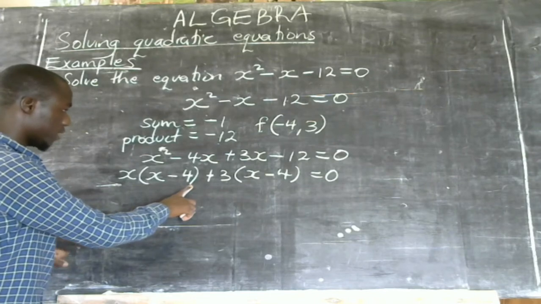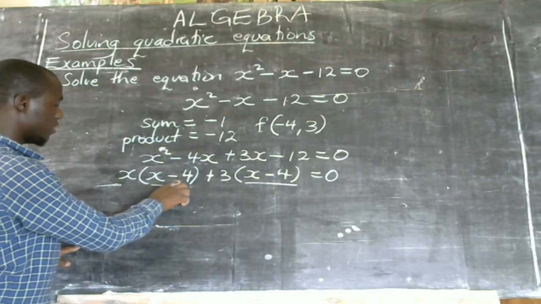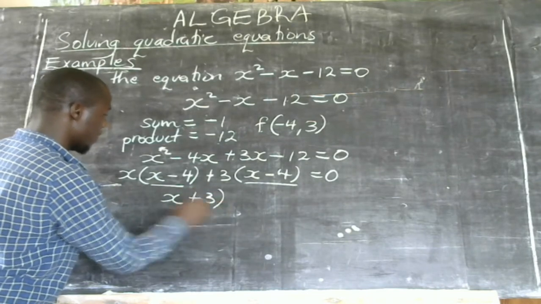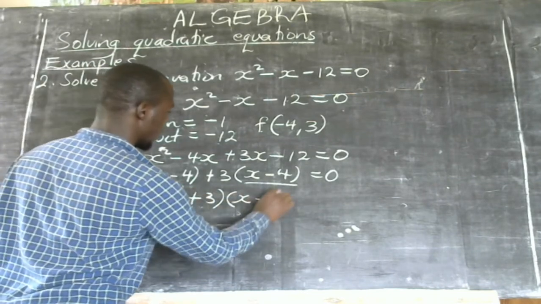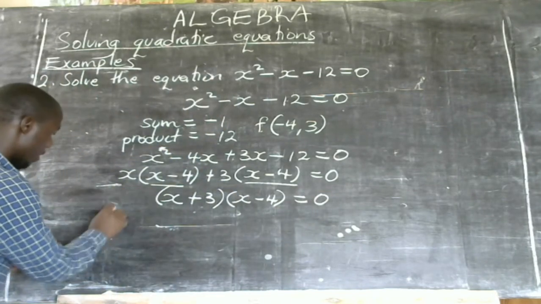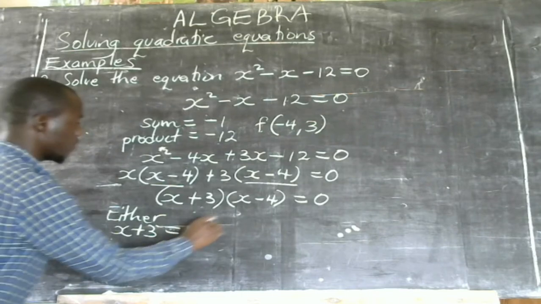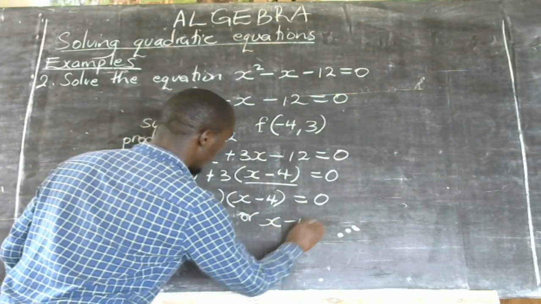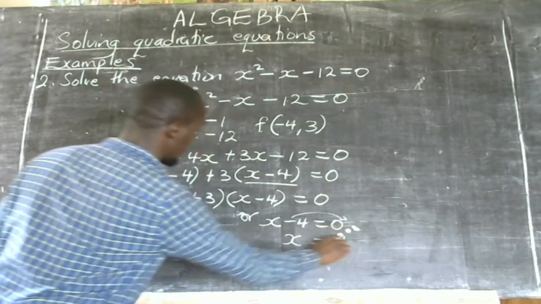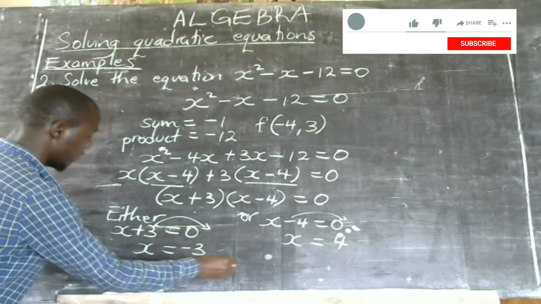Coming back here, factorizing this bracket that is common. When I remove it from this term here, I'll be left with x. There I'll be left with a positive 3. Then into x minus 4 is equal to 0. Then either x plus 3 is equal to 0 or x minus 4 is equal to 0. So here, taking the negative 4 to the other side, I have positive 4. Here, taking the positive 3 to the other side, I have a negative 3.